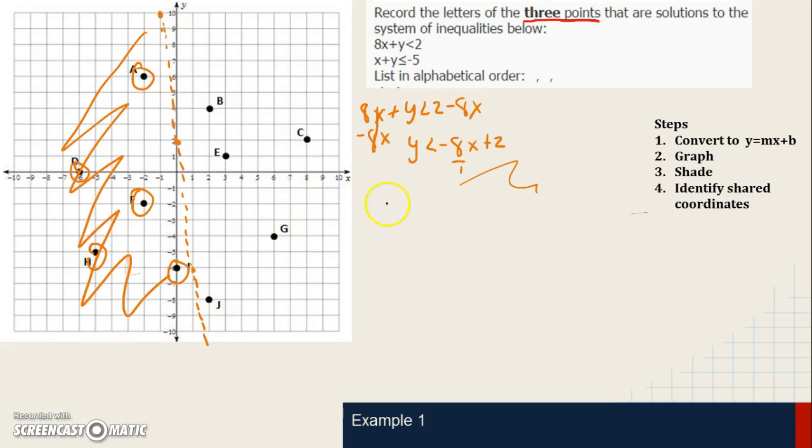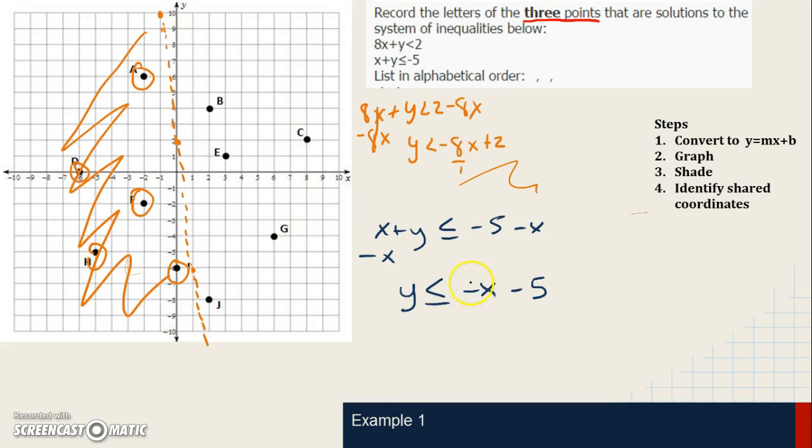We're converting into slope-intercept form, so we're just solving for y. So we have x plus y is less than or equal to negative 5. We're going to subtract x to get y by itself, and then put this in slope first before our constant or our y-intercept. So we have y is less than or equal to negative x minus 5. Now we can go ahead and graph this.